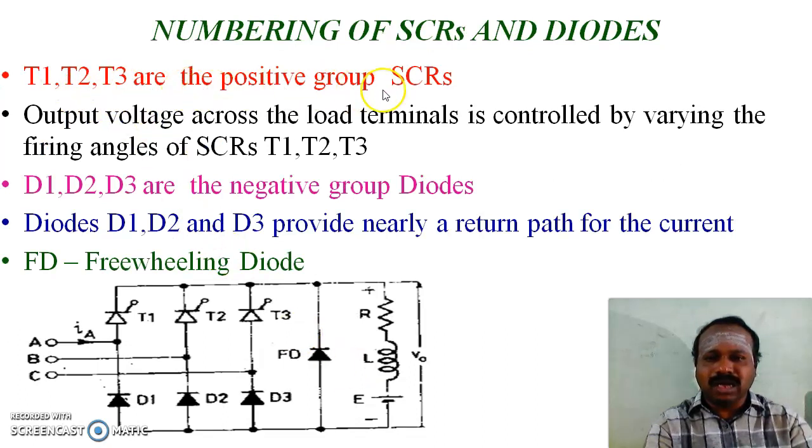T1, T2, T3 are the positive group SCRs. Output voltage across the load terminal is controlled by varying the firing angles of these SCRs T1, T2, T3 only, because D1, D2, D3 are the negative group of diodes, and the diodes are uncontrolled devices. So the output voltage cannot be controlled by using these diodes. So SCRs control the output voltage by controlling the firing angles, and the freewheeling diode is connected across the load, and the diodes just act as a return path for the current.